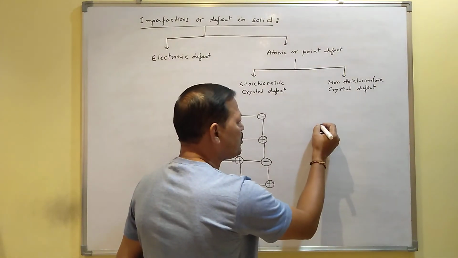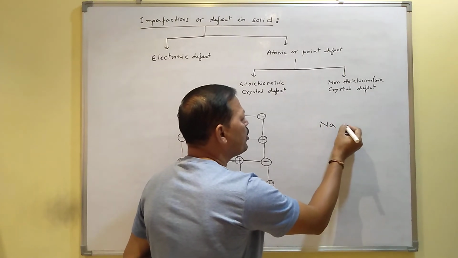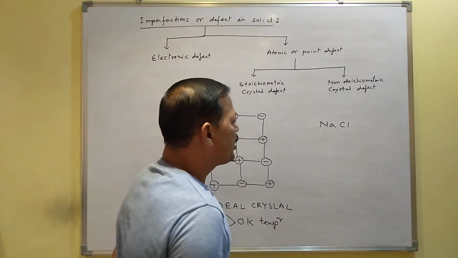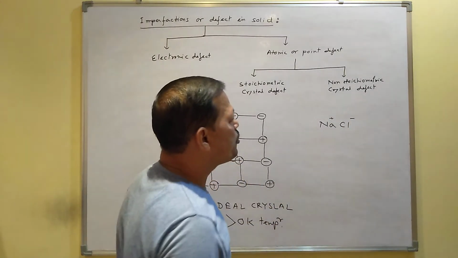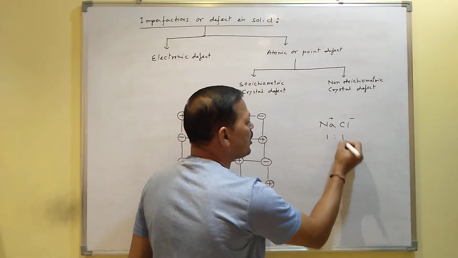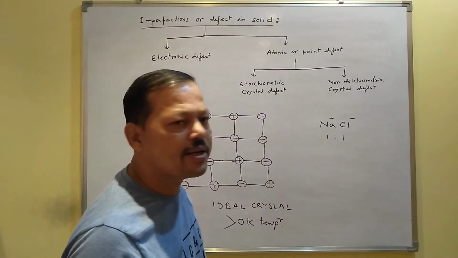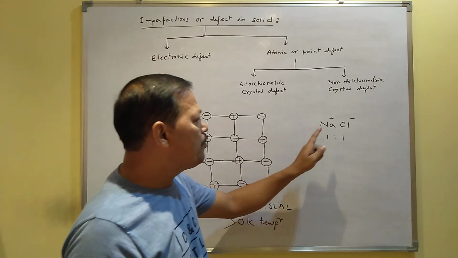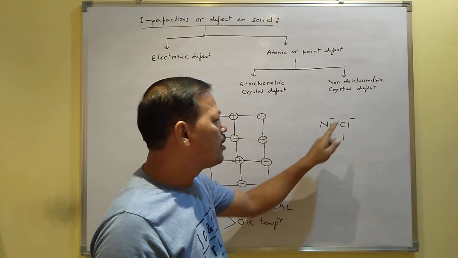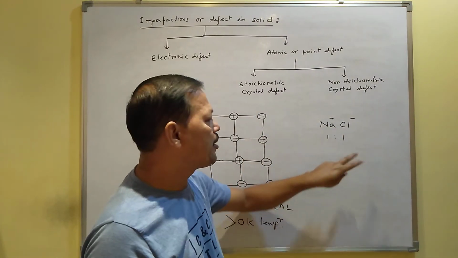Suppose there is a solid, for example, consider sodium chloride. Here sodium is the cation, chloride is the anion, and the ratio of sodium and chloride is 1:1. I mean, according to the formula, the ratio of cation and anion is 1:1. I mean, if the number of sodium ions is 100, the chloride ions must be 100.